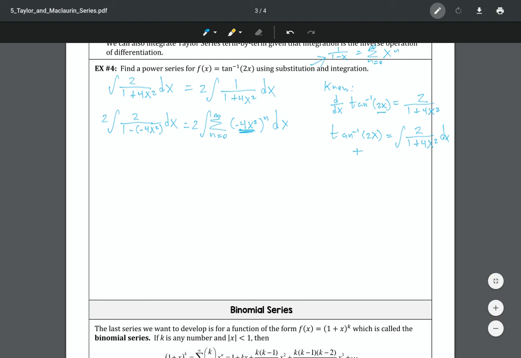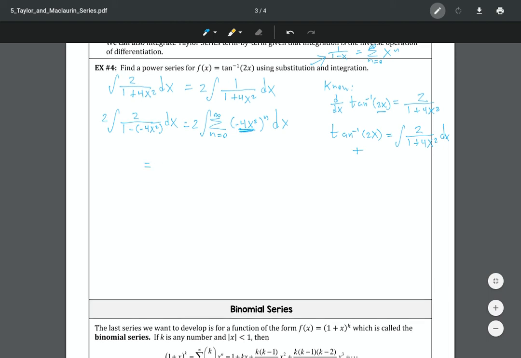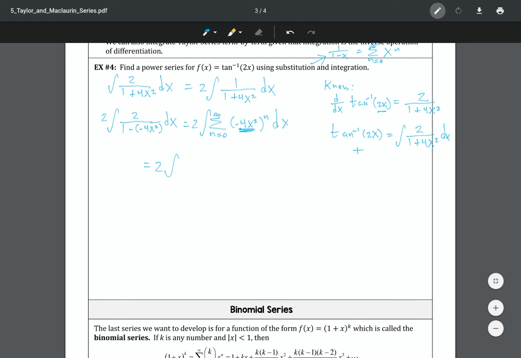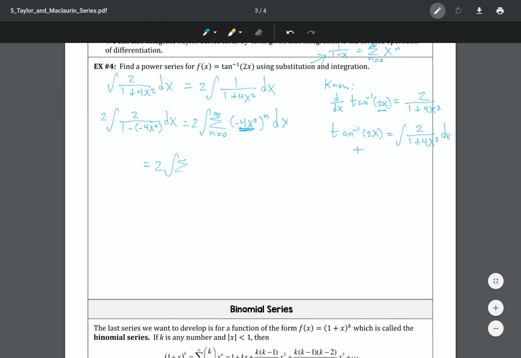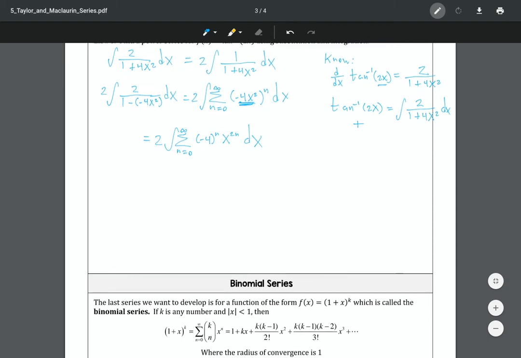Now, I can simplify this a little further. Notice that thankfully they're not asking me to find any radius of convergence or anything like that. So all I have to do is simplify just a little bit. I can separate this like this, and I will, because this is going to make it easier on me. And then now I'm going to take the antiderivative.